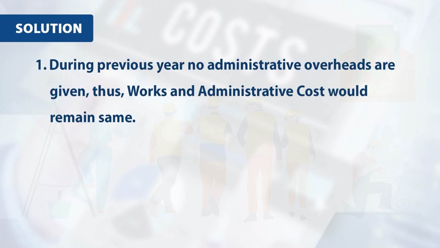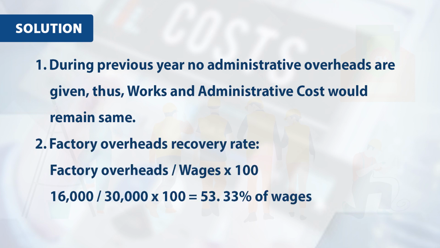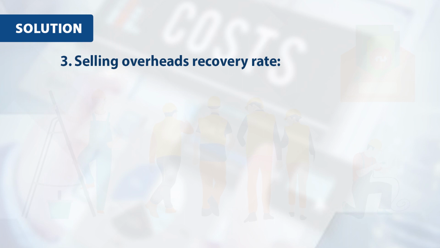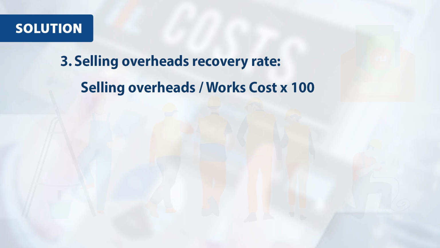Let's prepare solution. First, during the previous year, no administrative overheads are given. Thus, works and administrative cost would remain same. Second, factory overhead recovery rate need to be calculated, which is equal to factory overhead divided by wages into 100. That is 16,000 divided by 30,000 into 100, giving us 53.33% of wages.